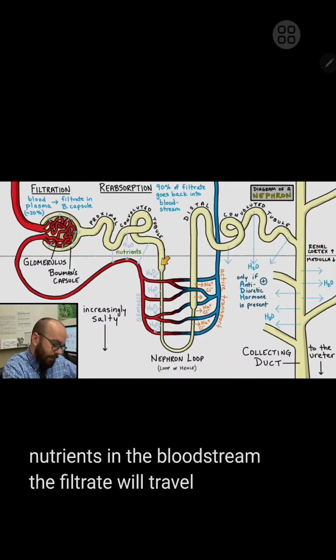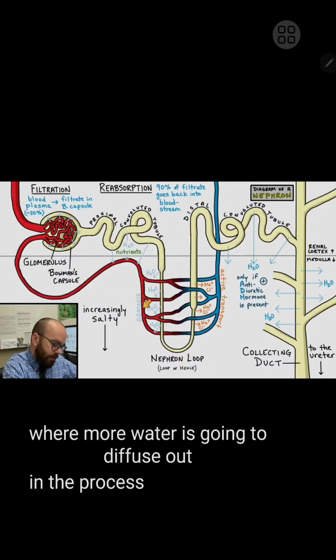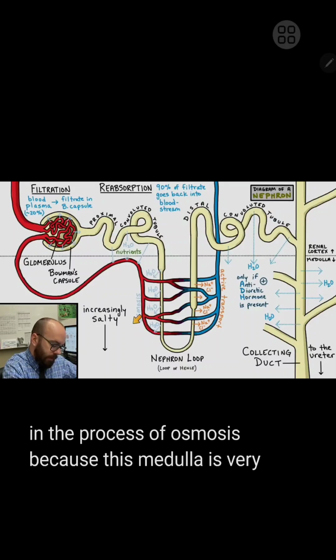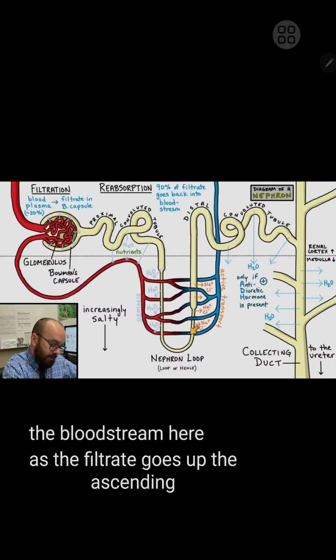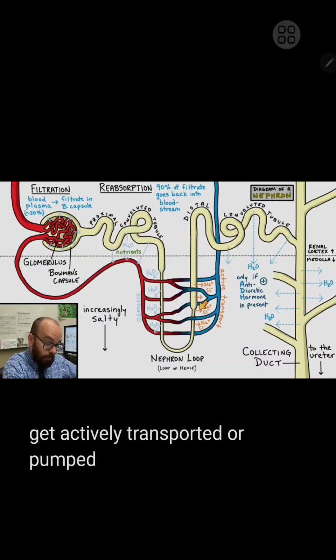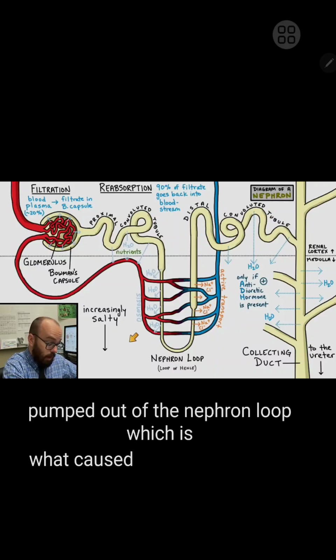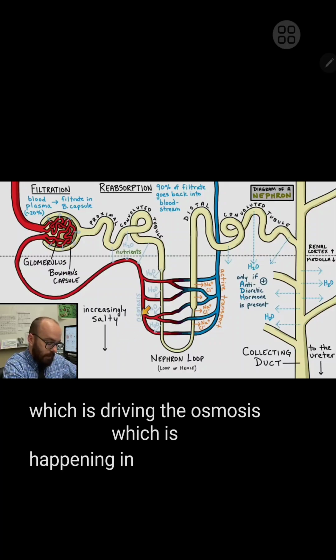The filtrate will travel down the descending nephron loop, where more water is going to diffuse out in the process of osmosis because this medulla is very salty. So water is going to diffuse out back into the bloodstream here. As the filtrate goes up the ascending nephron loop, sodium and chloride ions are going to get actively transported or pumped out of the nephron loop, which is what caused this medulla to be salty in the first place, which is driving the osmosis, which is happening in the descending loop.